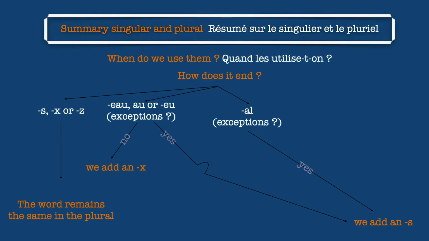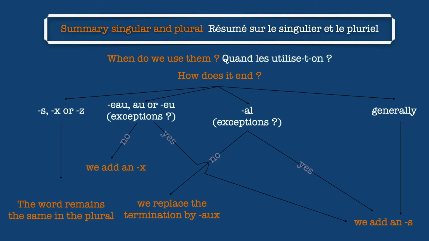Next one is the singular words ending by al. If it's an exception, you also add an S at the end of the word. It's the same as the exceptions for words ending by eau or eu. If it's not an exception, the plural of this word's ending is aux. Last one, and the most common one, is that you add an S.